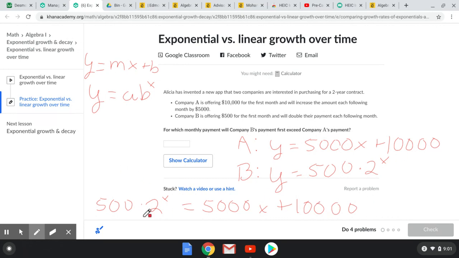So what I'm going to do here is set them equal to each other, and then I'm going to divide everything by 5,000, sorry, not 5,000, 500, right? Because that's what I'm multiplying by over here. I'm going to divide everything by 500, and that will make my numbers smaller and easier to deal with. So I'm going to divide by 500.